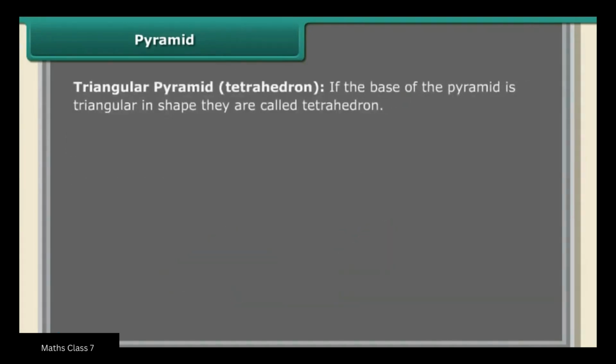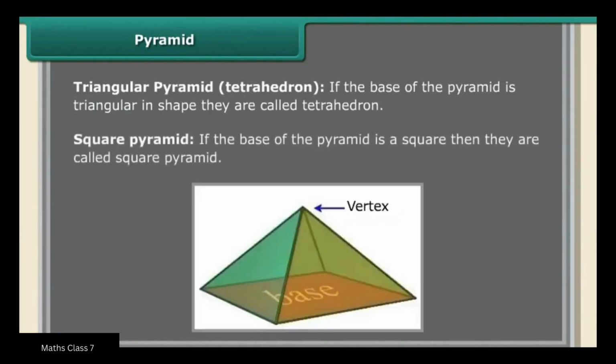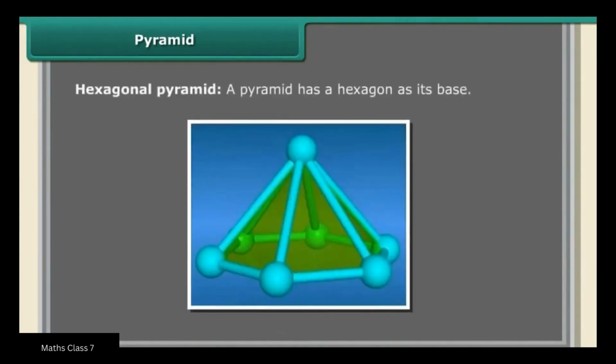Triangular pyramid, tetrahedron. If the base of the pyramid is triangular in shape, it is called a tetrahedron. Square pyramid. If the base of the pyramid is a square, then it is called a square pyramid. Hexagonal pyramid. A pyramid that has a hexagon as its base.